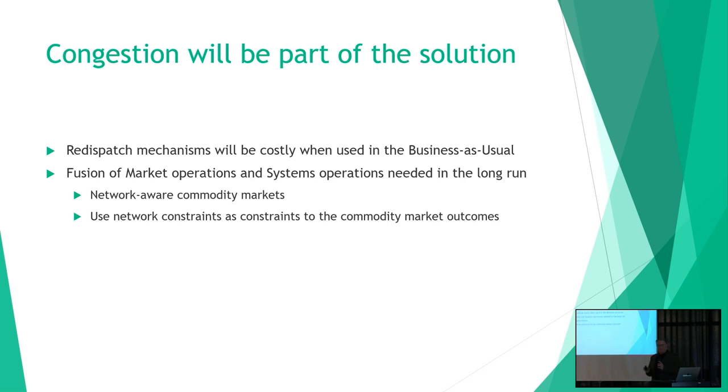By saying that, you basically say that in the electricity system, the market operations need to merge, need to fuse with the system operations. Now market operations assumes a copper plate, and then system operations needs to solve it. That needs to be one system, basically. So we need to have something like network-aware commodity markets. We need to use network constraints as constraints, twice the same word, as constraints to the commodity market outcomes.